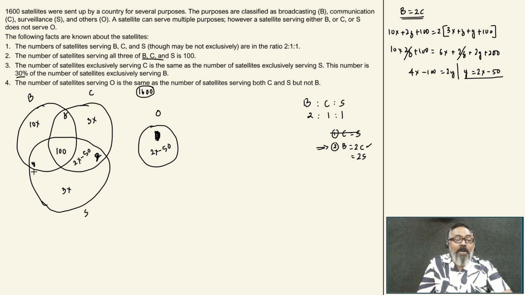10x plus z plus 100 plus 3x plus 2x minus 50 plus 3x plus 2x minus 50. That has to be equal to 1600. So total equal to 1600. How do we do this?